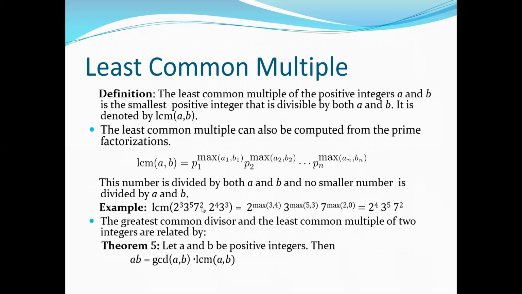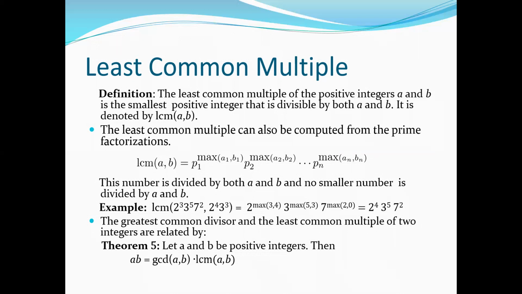And for 7, we have 2 here, but it's not present here. If it's not present, again, the exponent is 0. Since we're getting the highest exponent, we're going to get 2. So 2 raised to 4 times 3 raised to 5 times 7 raised to 2. Multiply this, and that will be your LCM. GCD, minimum exponent. LCM, maximum exponent.